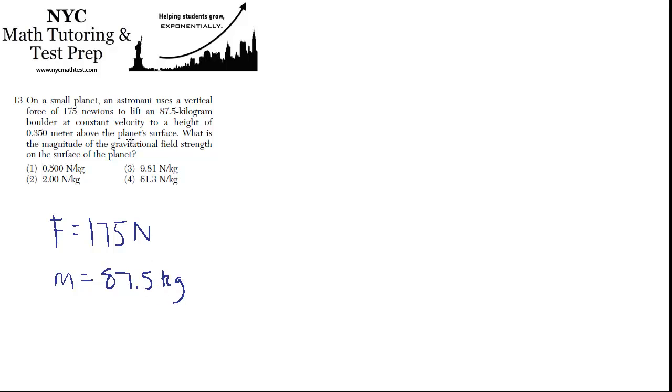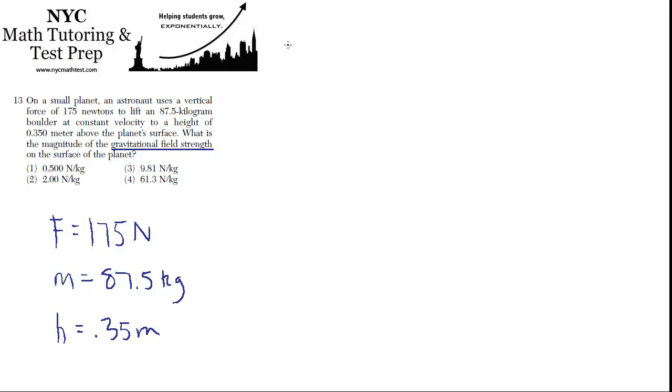At constant velocity, so it's not accelerating, and it lifts it 0.35 meters above the planet's surface, so we'll call that h for height. 0.35 meters above the planet's surface. What is the magnitude of the gravitational field strength? So they want to know about the gravitational field strength on the surface of the planet.